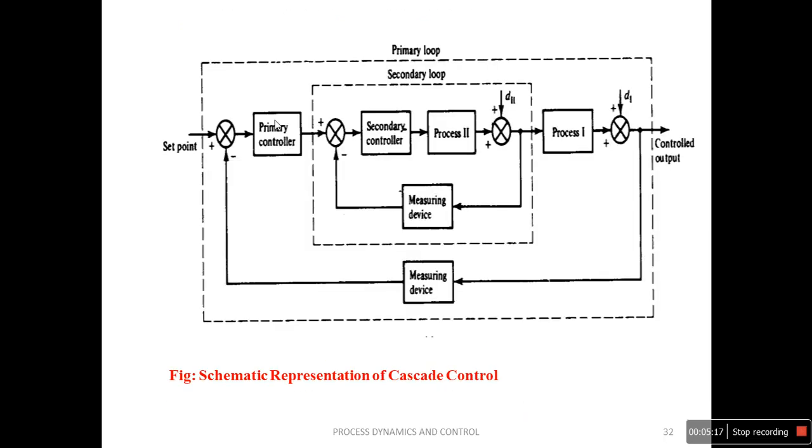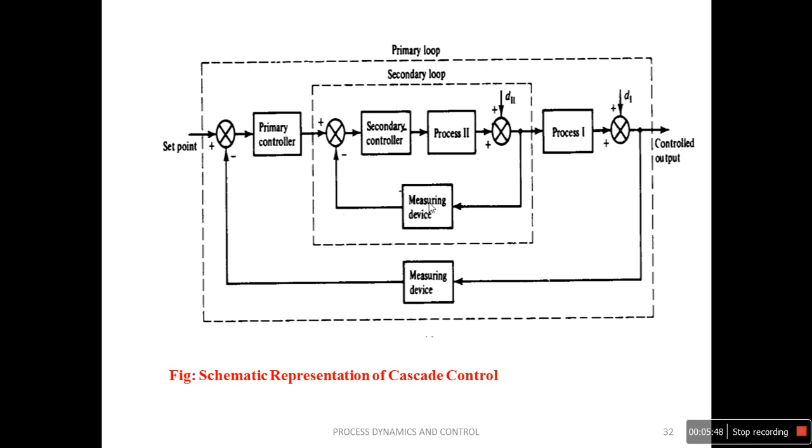So this is a block diagram of the cascade control system. The loop which contains process 1, the measuring device and the primary controller is nothing but the primary loop, and then the secondary loop. The secondary loop is also a part of the primary loop, and the secondary loop has process 2, whose output is measured and compared with the output of the primary controller, and the secondary controller produces some output signal or control signal.